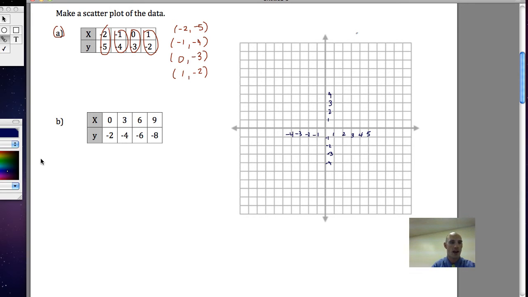Now let's put these red X's onto our chart. If I go to -2, -5, I end up down here. -1, -4, 0, -3, and 1, -2. Notice my red X's are generally in kind of a line fashion. We're going to learn about how these correlations matter in just a minute.